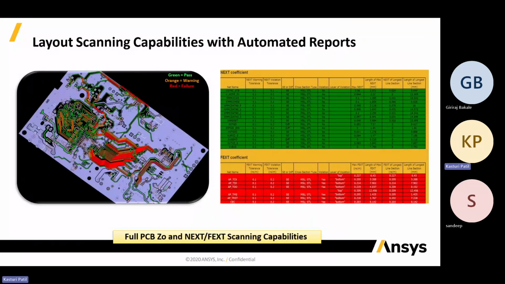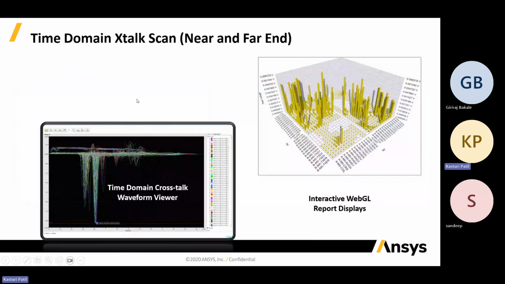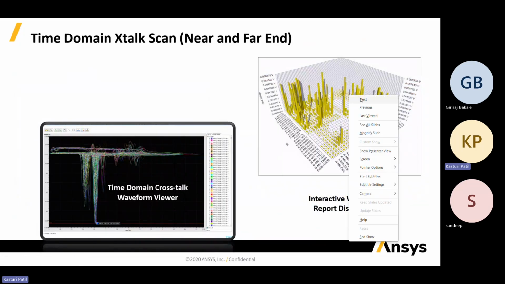This is the layout for SI wave. You can see the PCB tracks or PCB layout, indicated with three colors: first green, second orange, and third red. Green indicates all signals are passing, orange indicates there is an error or warning, and red indicates a failure. Basically we will receive from SI wave one PDF where NEXT and FEXT coefficients will be generated. This is the crosstalk time domain analysis, where you can see near field voltages and far field voltages.